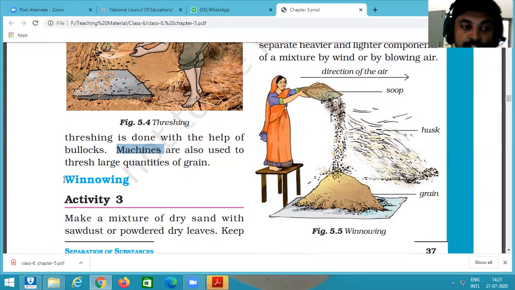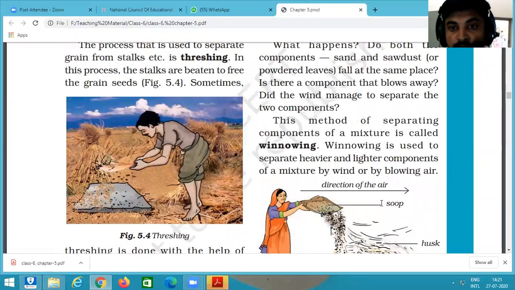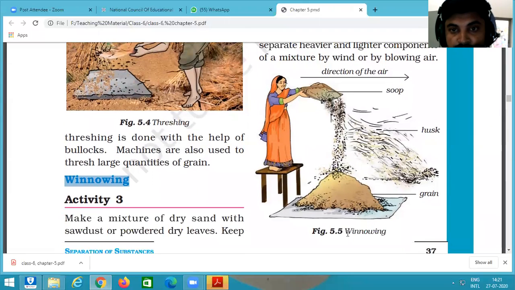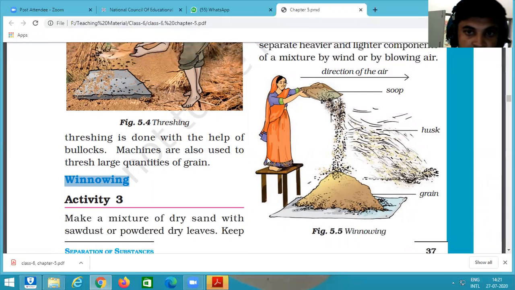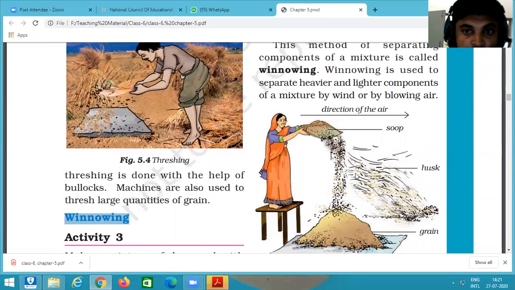Then we come to the next method of separation, winnowing. Winnowing is the most common method. You can see it in this picture. If we remove the stalks, we get a mixture of grains and husk. In this mixture, there is a need to separate the light particles of husk from the grains. So by this technique, we separate the light particles from the grains.